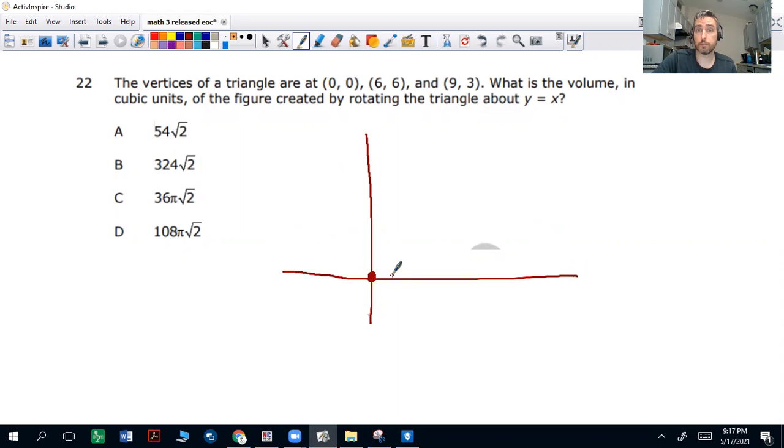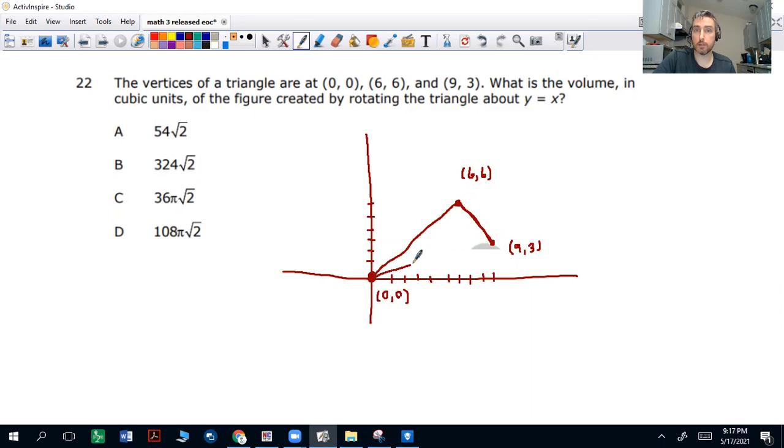(0, 0). (6, 6). You do get graph paper on this. (9, 3). All right, so we have a triangle. It looks to me that this triangle might be considered a right triangle.